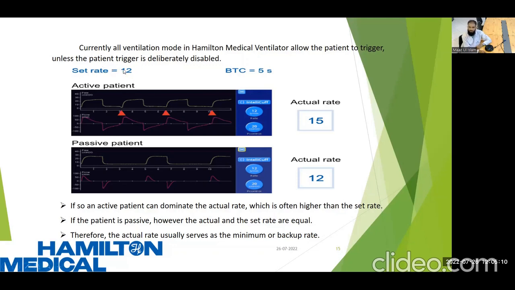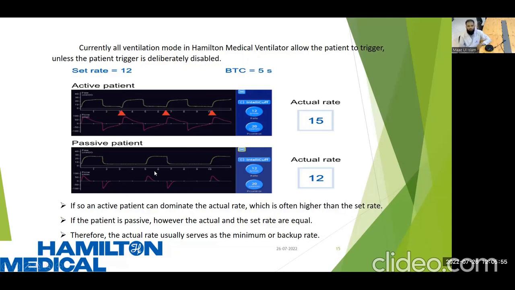Here we say that with a set respiratory rate of 12, the actual respiratory rate will be 15 breaths per minute. It means that if a responsive, active patient is triggering with spontaneous activity, the ventilator shows the trigger here, and the graph should be shortened. While with the same set rate of 12 breaths per minute in a passive patient, the ventilatory graph should be longer than in the active patient.